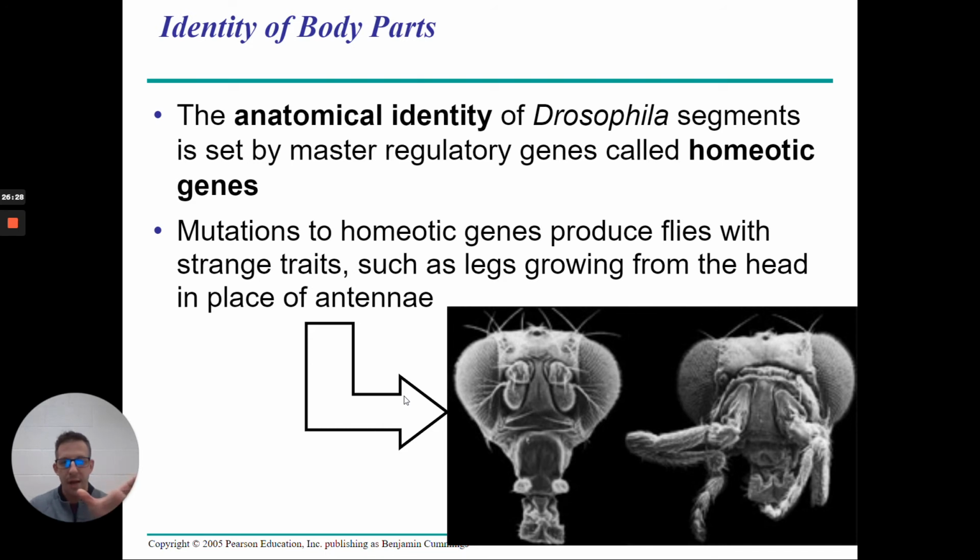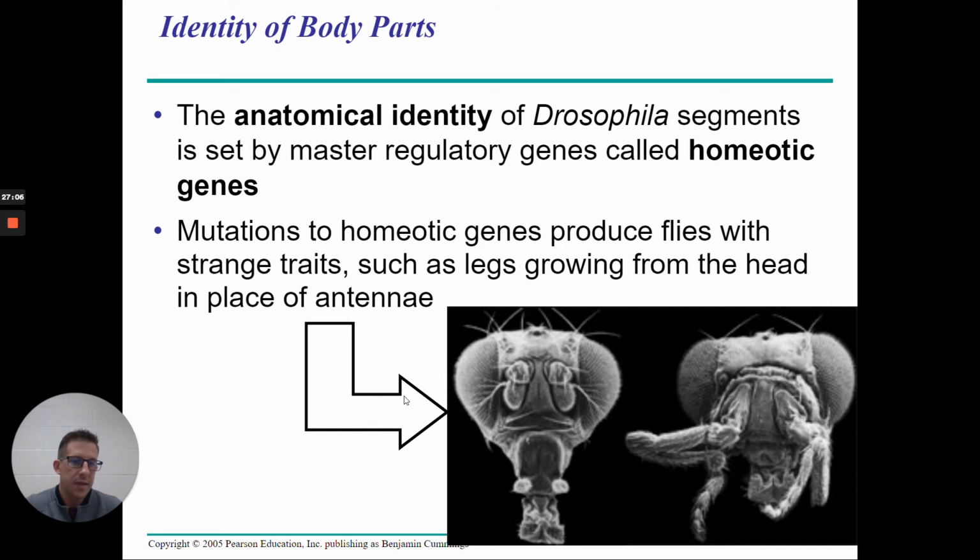Here in the abdomen we've got other things, like the anus and other types of digestive structures, things of that nature. So different cell groupings in those different parts of the abdomen are going to be turned on through homeotic genes and given an identity. Certain genes are going to be turned on that say you're going to be part of the intestine system, you're going to be part of the anus and how that works and everything else. So the anatomical identity of that fruit fly segment is set by these master regulatory genes called homeotic genes.